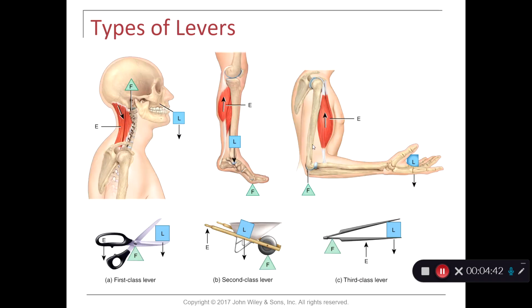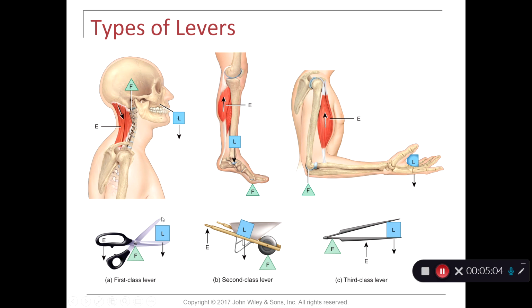There are three different types of levers. There's a first class, second class, third class. How we identify them is just interchanging the positions of the effort, fulcrum, and the load. First class, you have the effort on one side of the fulcrum and the load on the other side of the fulcrum.